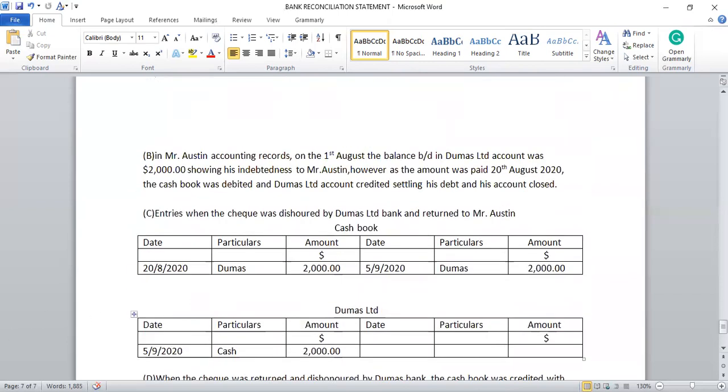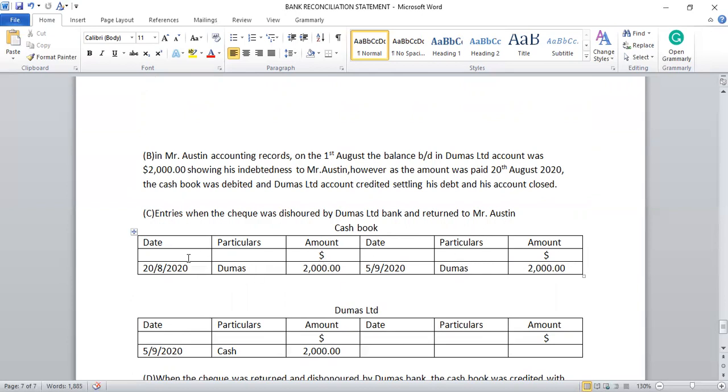Then we go to the second part, C: entries when the check was dishonored by Dumas Limited's bank and returned to Mr. Austin. So the check has been returned. We go back to our cash book. It has been debited with this amount, but it has been canceled, so we have to cancel it. We cancel it by crediting it. So date 5/9/2020, that's when the check was returned, particular Dumas, the amount credited. So we cancel the amount in our cash.